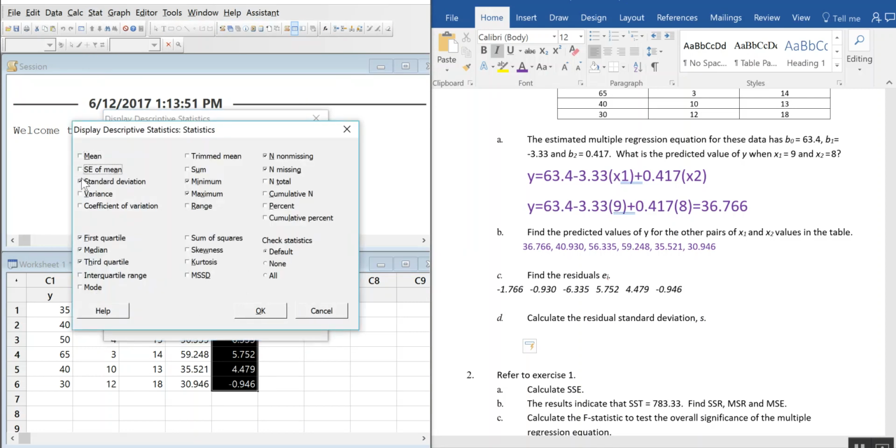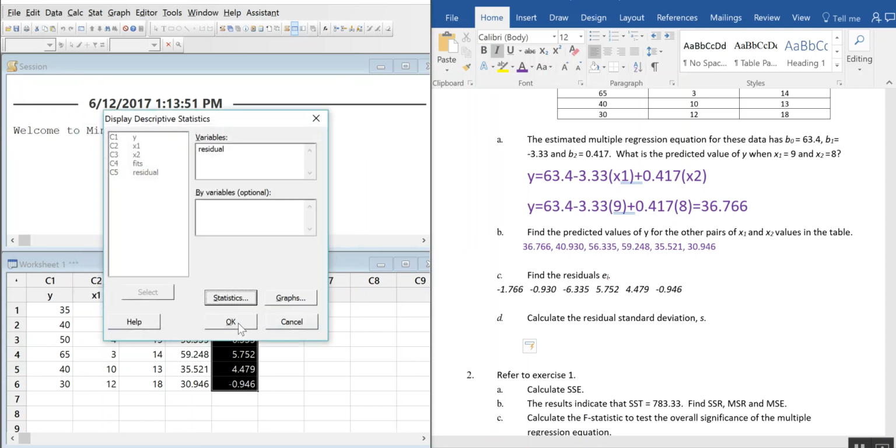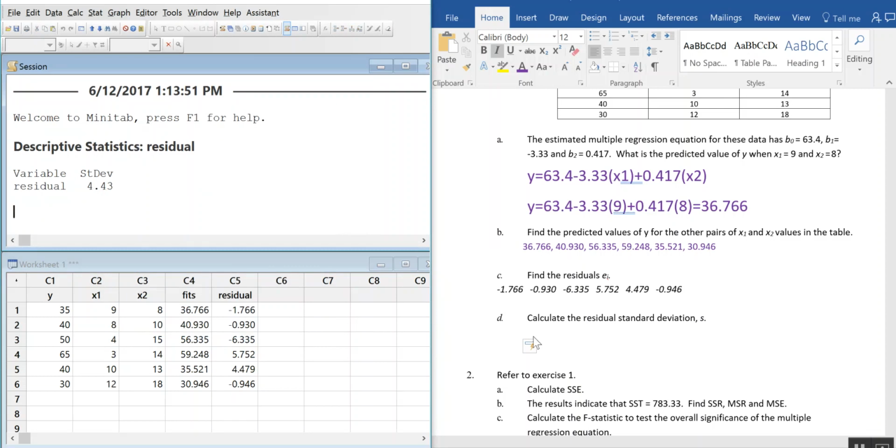And I'm going to remove all this junk that I don't want. Oh, I do want standard deviation. Whoopsie, almost got rid of the thing I actually needed. All right, hit OK, and hit OK again. And there it is for us. It appears to be about 4.43. That seems a little inaccurate to me, but we're rounding a bunch, so that's probably a big factor.